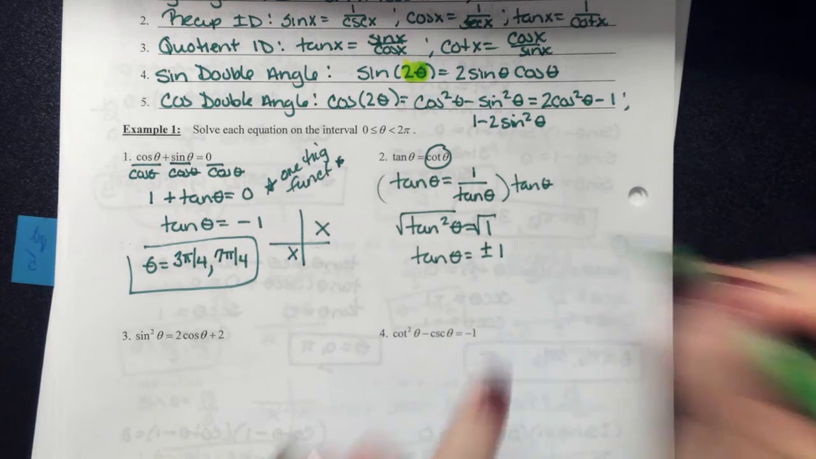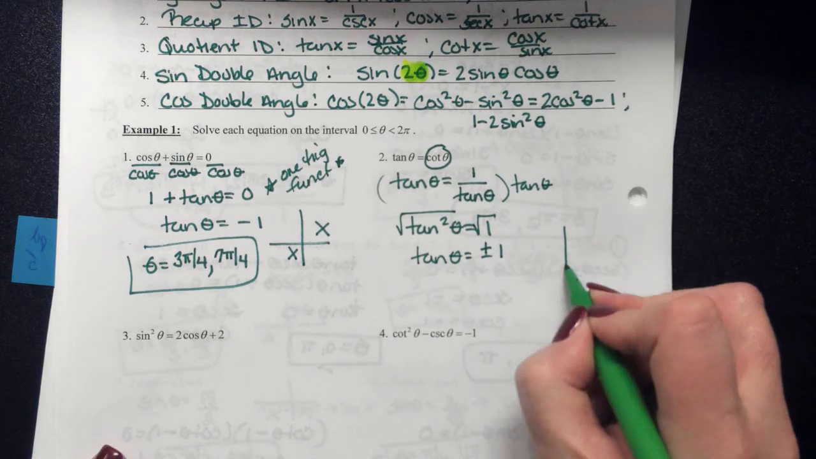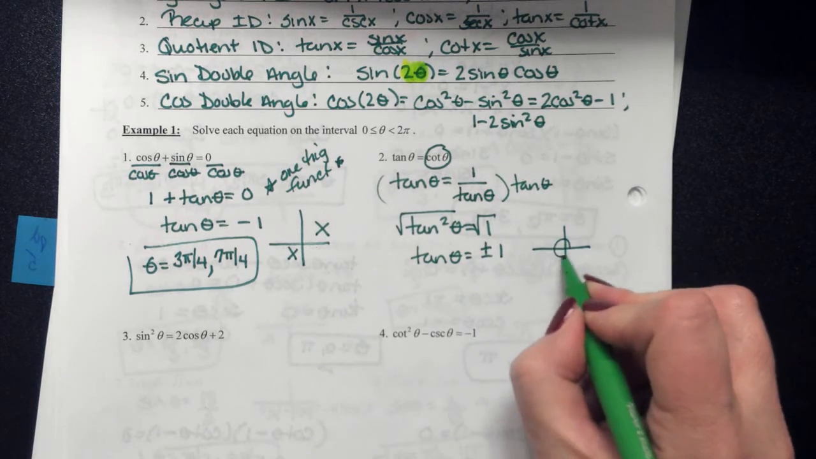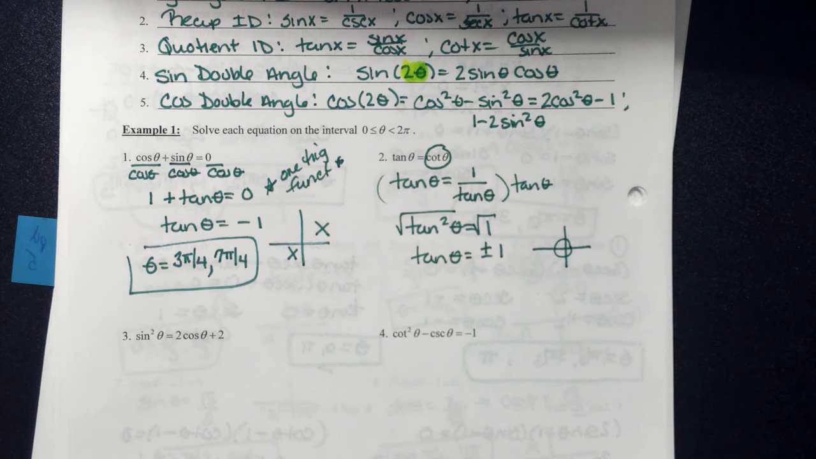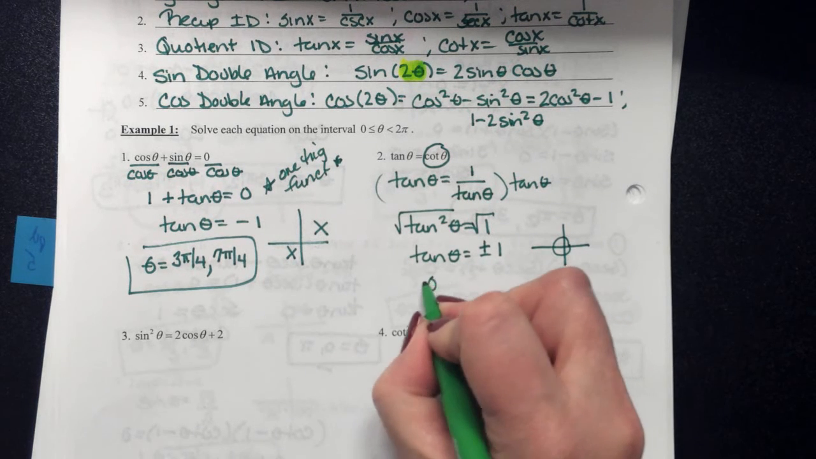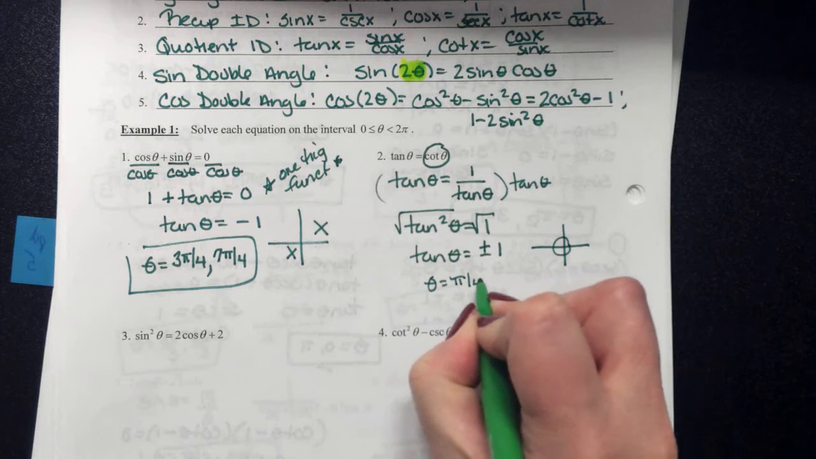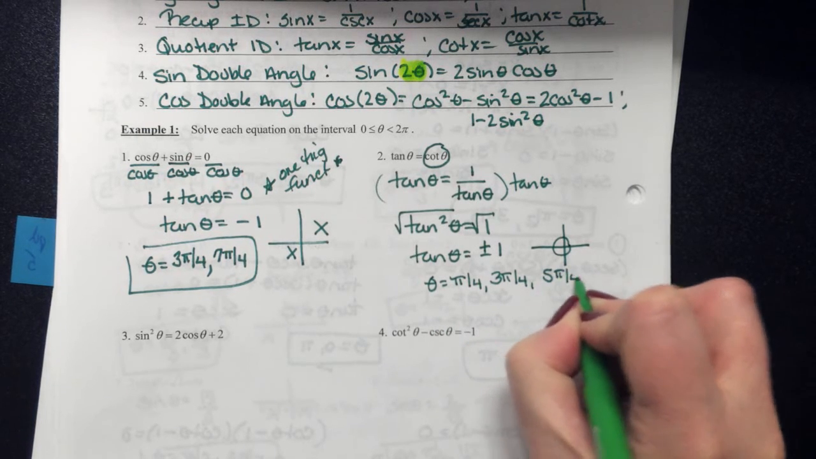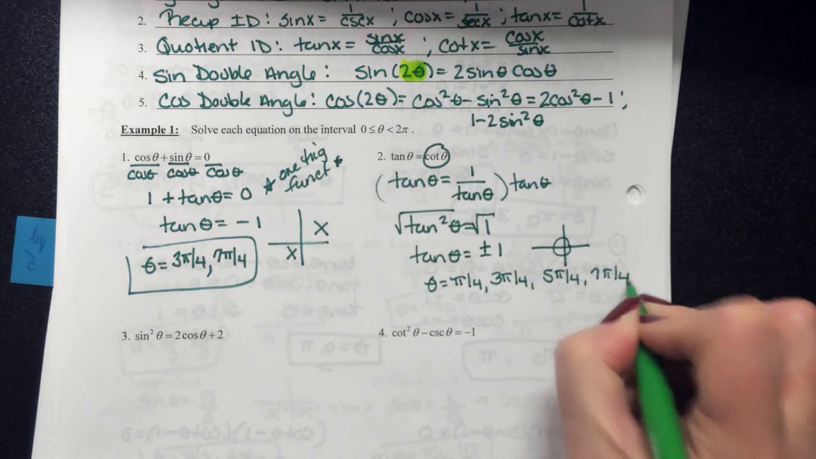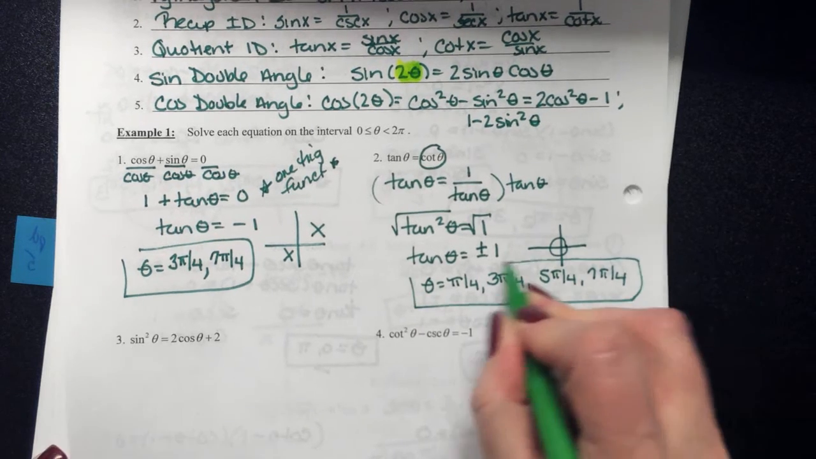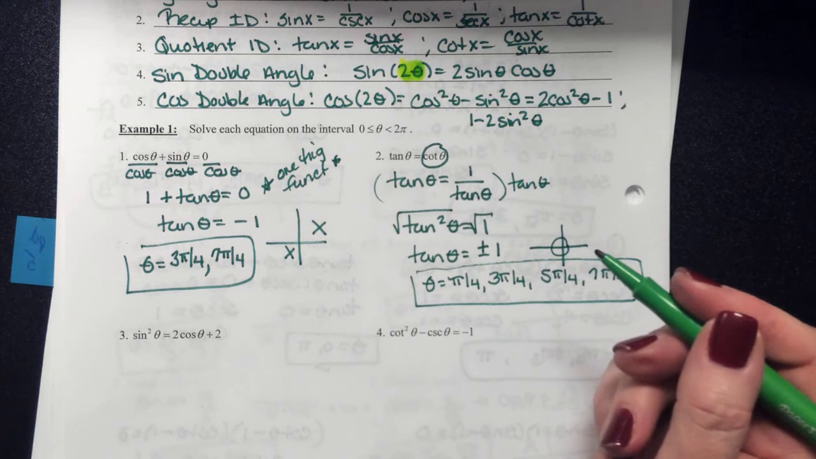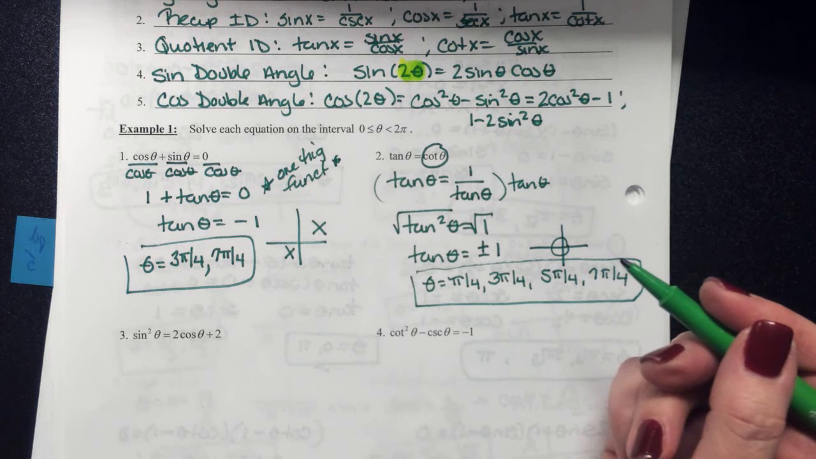So where are you looking? You're looking in all 4 quadrants. So you're looking at all of your pi over 4 angles: pi over 4, 3 pi over 4, 5 pi over 4, and 7 pi over 4. So don't forget when you do that square root, you have to put the plus or minus there. Or you could have subtracted 1 and factored it as well, whichever you feel more comfortable doing.